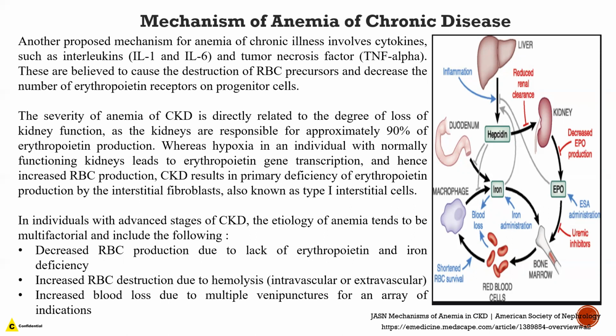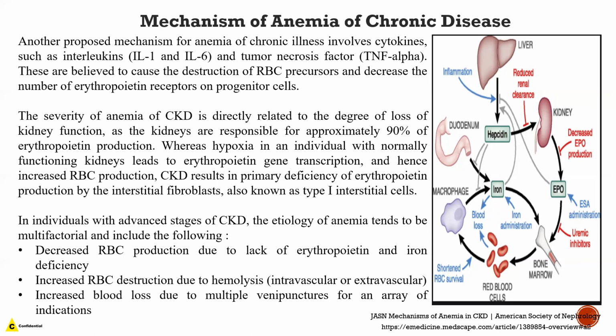Whereas hypoxia in an individual with normally functioning kidneys leads to erythropoietin gene expression and then increased RBC production, chronic kidney disorder results in primary deficiency of erythropoietin production by the interstitial fibroblasts, also known as type 1 interstitial cells.